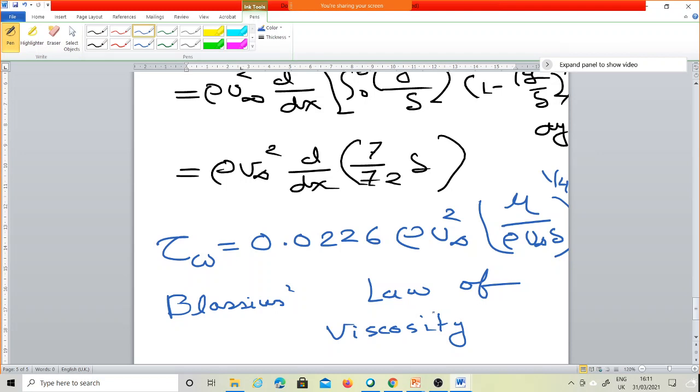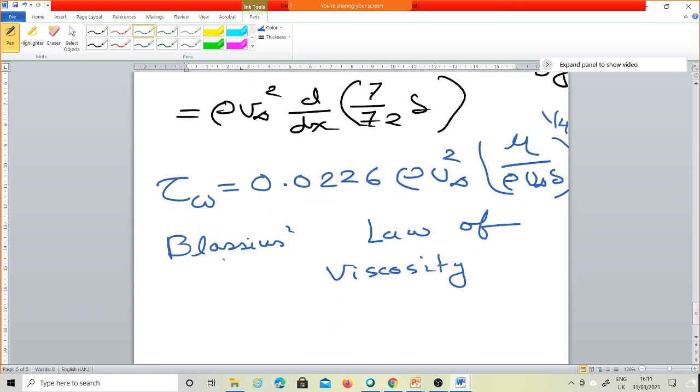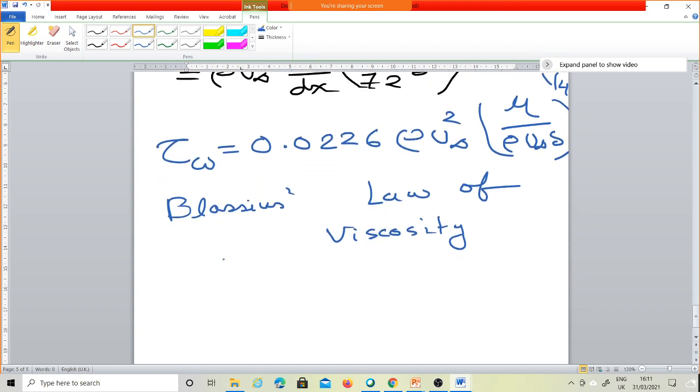Because we have the turbulent flow, we are no longer using the tau naught at y is equal to 0. It is not applicable in this case. So you just need to differentiate these two. So now you have this expression.